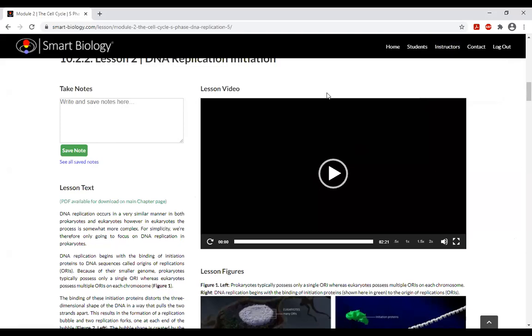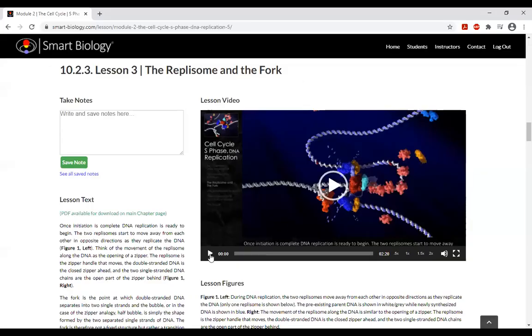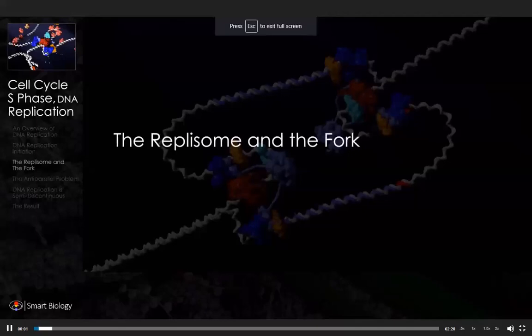Hocam, we separate the DNA chain also in protein synthesis, right? And the replisome.